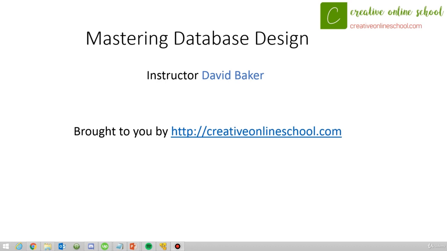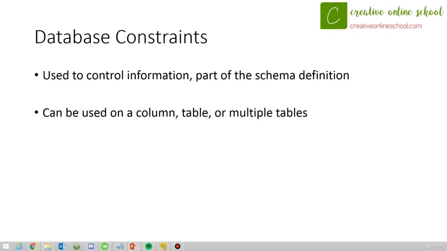In the previous video, we learned about commits, save points, and rollbacks and how to use them inside of a database. Going forward in this video, what we're going to be learning about are database constraints. Database constraints are used to control information, and they are part of the schema definition. So it is actually what defines what can and cannot be inserted into a table or inside of a column.